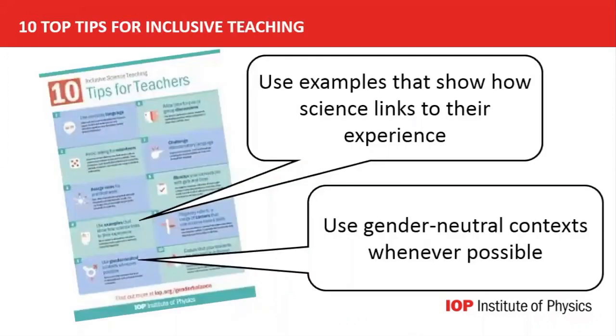Everyday physics also supports some of our top 10 tips for inclusive teaching, and we'll share this link. So increase inclusivity by using examples that show how science links to students' experiences. And this is useful for all students to appreciate context and also see the bigger picture, and use gender neutral context wherever possible, avoiding using examples that focus on stereotypically male or female hobbies or interests.